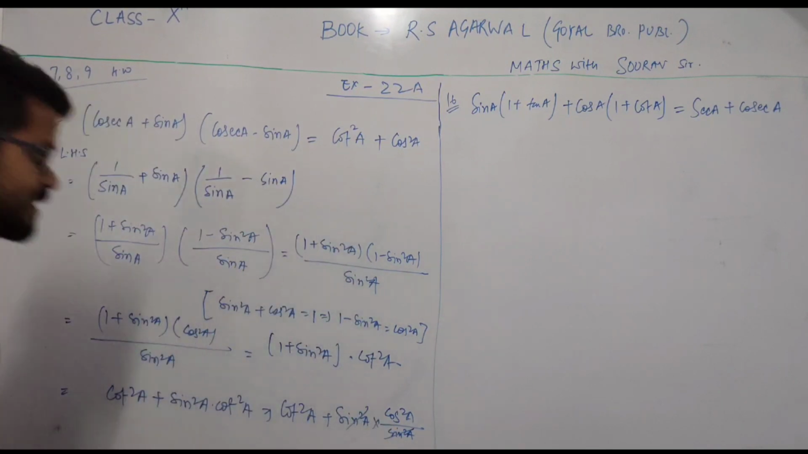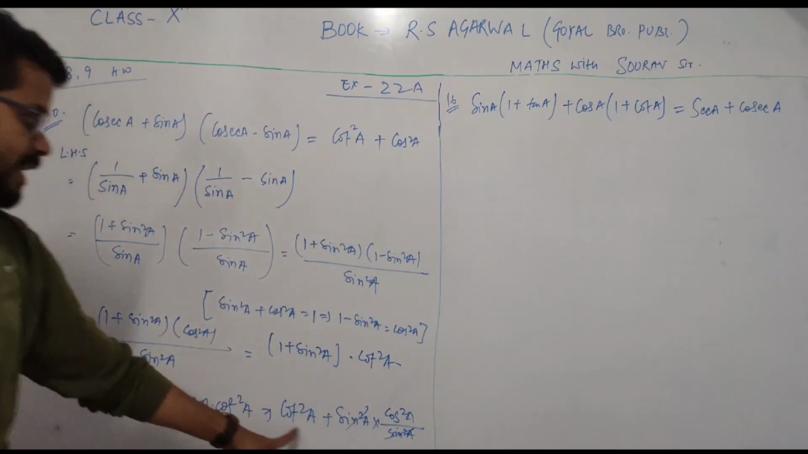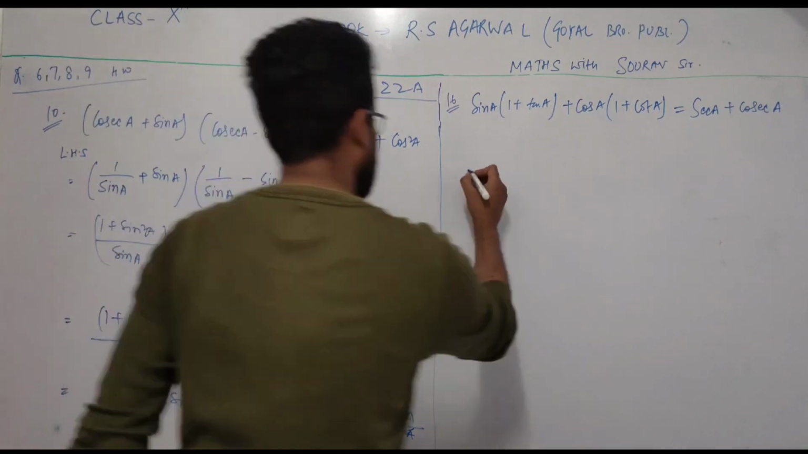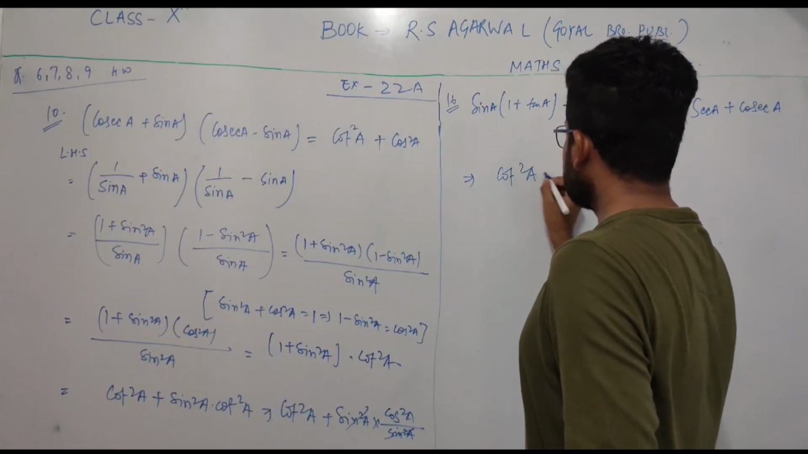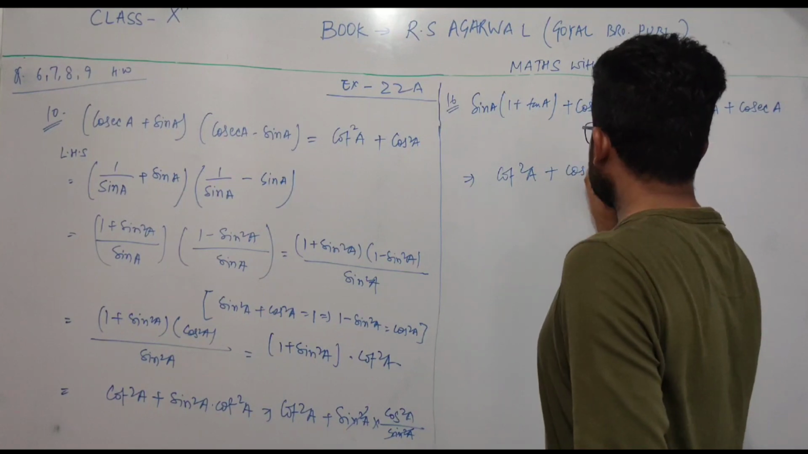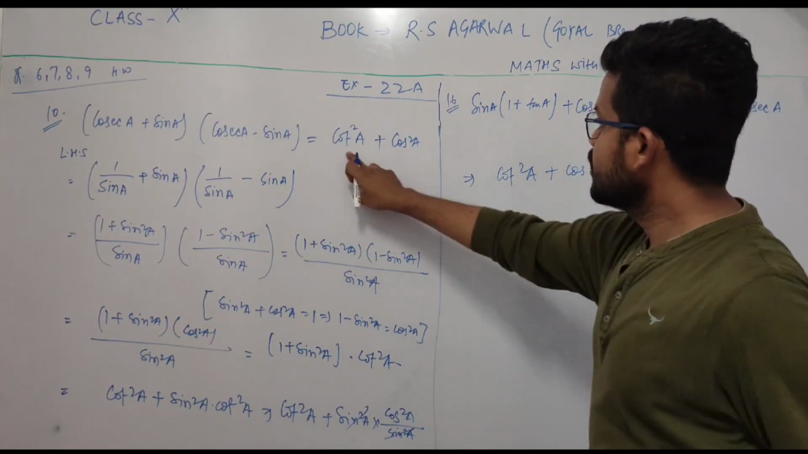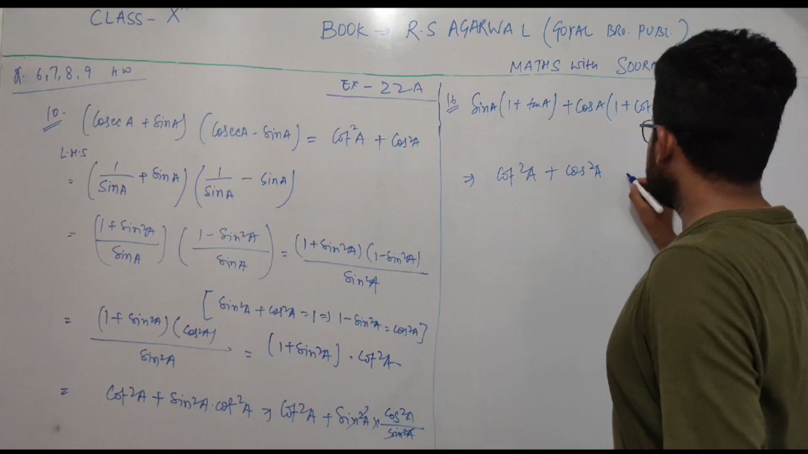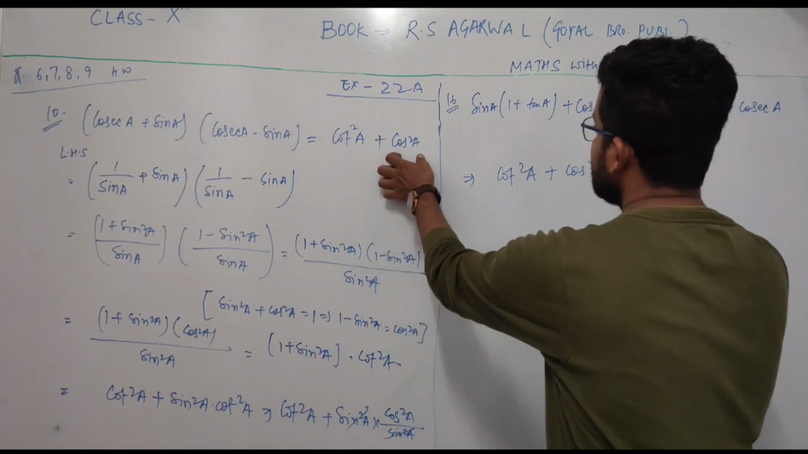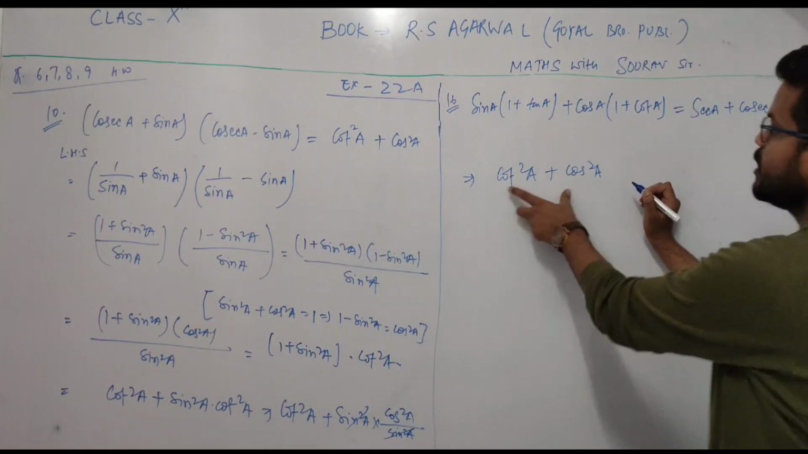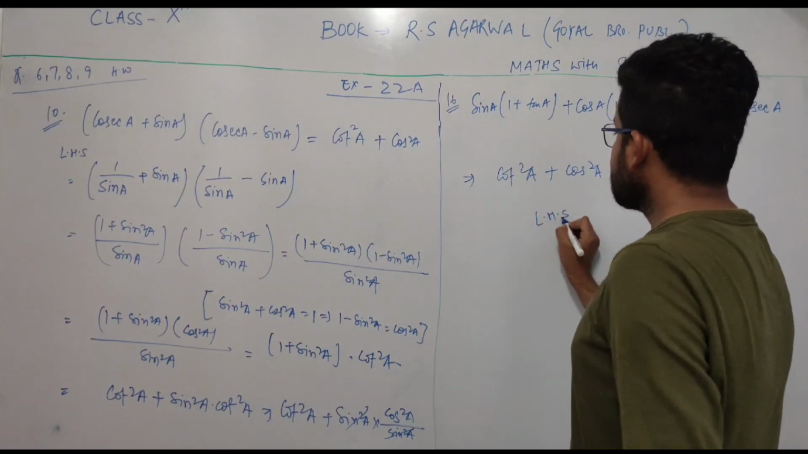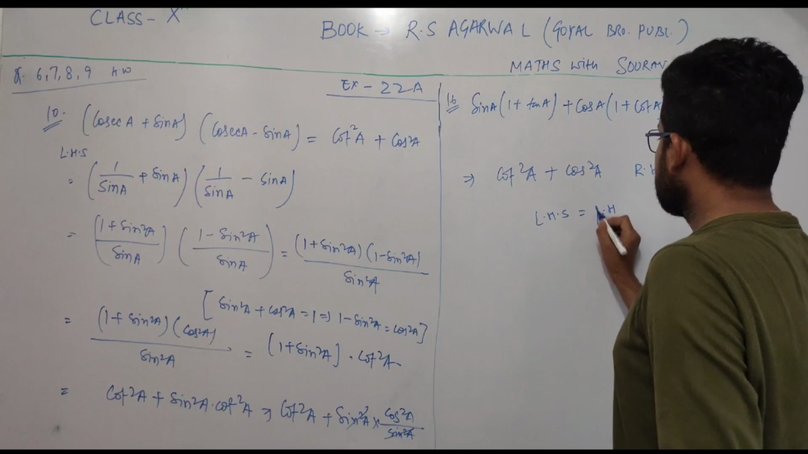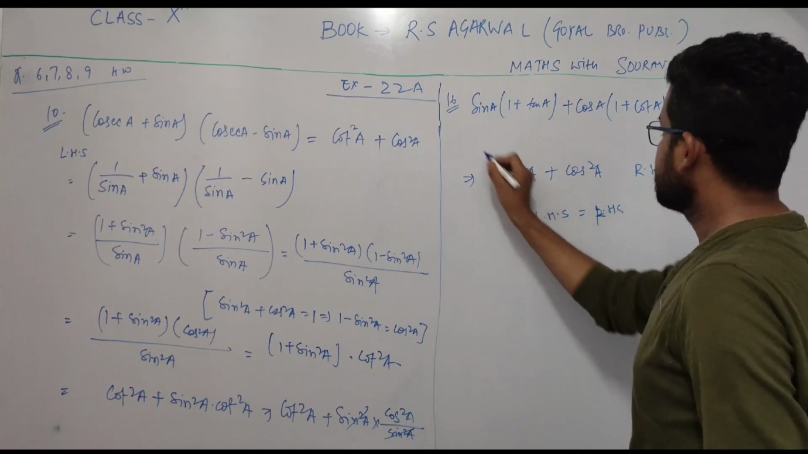So I cut this, and cot square a plus, now this is cot square a plus cos square a, and we have to prove this as cot square a plus cos square a. Now we get this term cot square a plus cos square a, which is equal to RHS. Now LHS is equal to RHS. Okay.